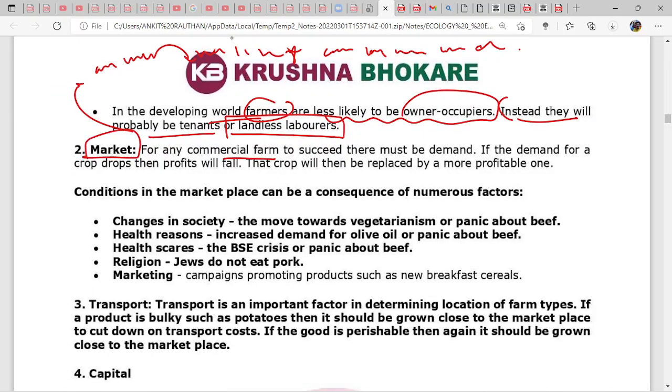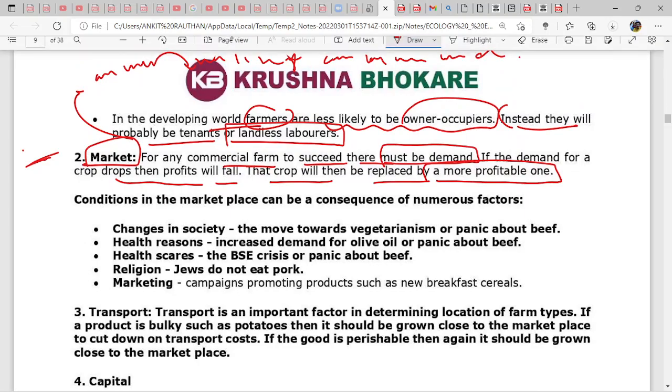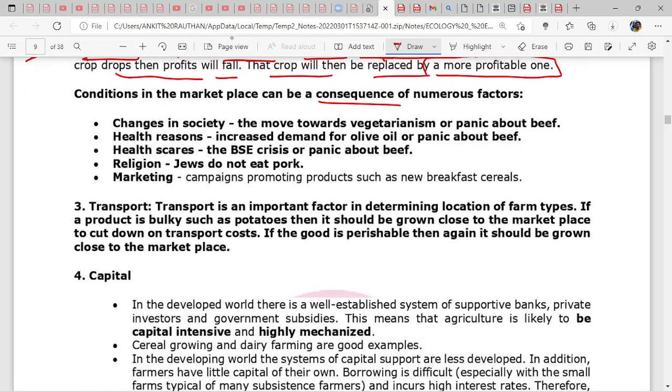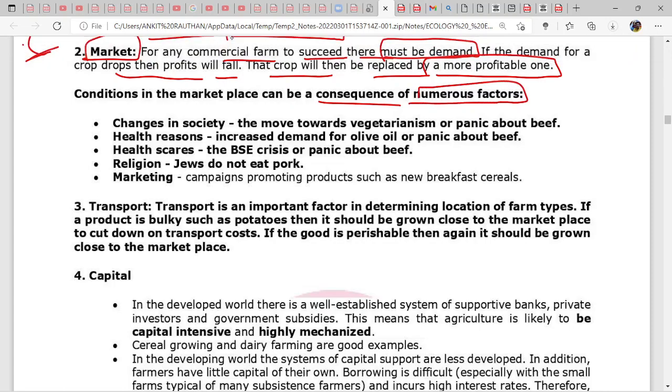Market. For any commercial farm to succeed, there must be a demand. Right? If the demand for a crop drops, the profit will fall. The crop will then be replaced by a more profitable one. So market should be one factor. Physical factor comes under the human factor. Conditions in the marketplace can be a consequence of numerous factors.